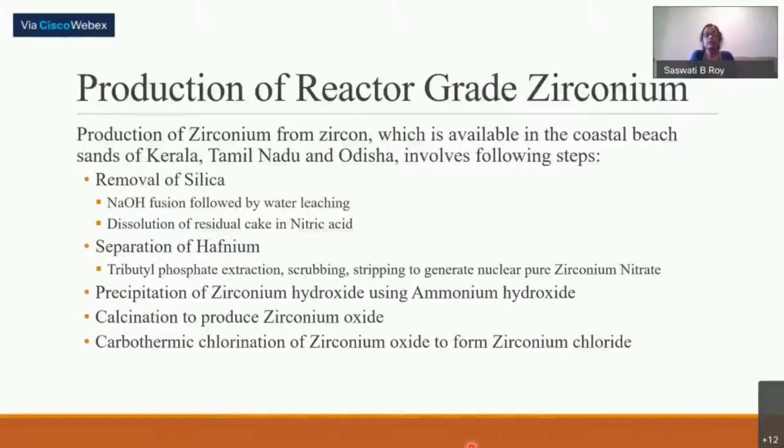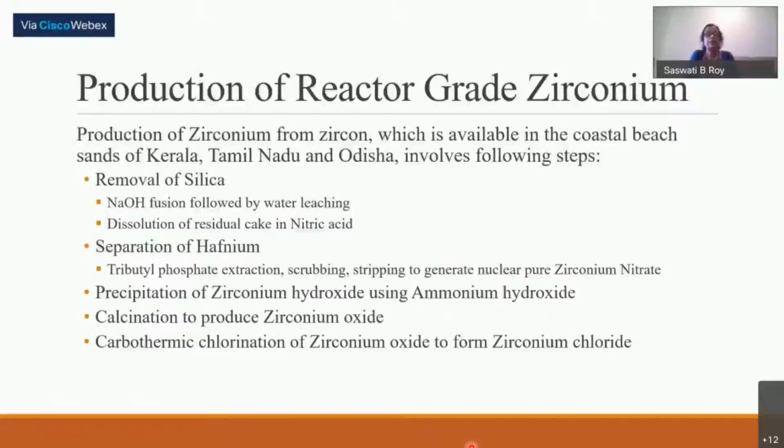And generally in the natural zirconium, we have around 2.5% hafnium. And for reactor grade zirconium, the limit is around 25 ppm. There are many other constraints, but this is the most important requirement. So the process goes like this.